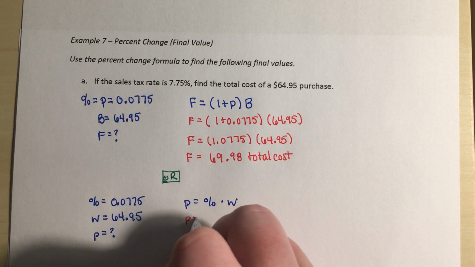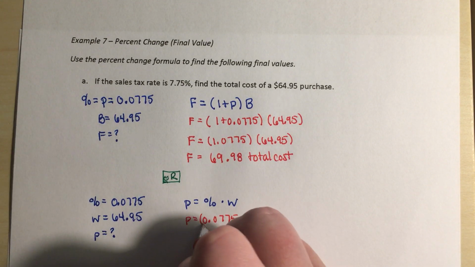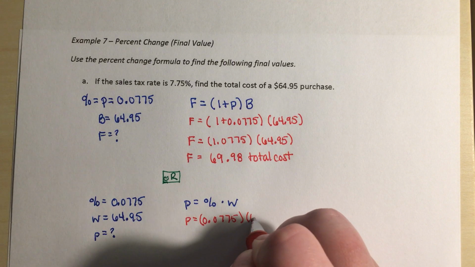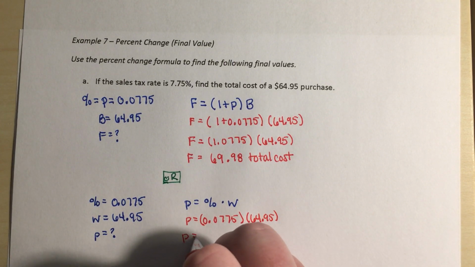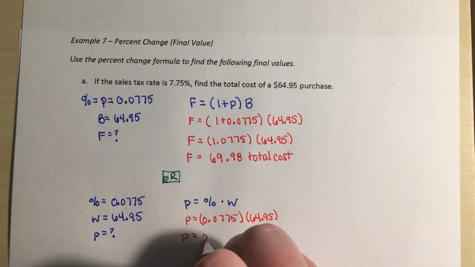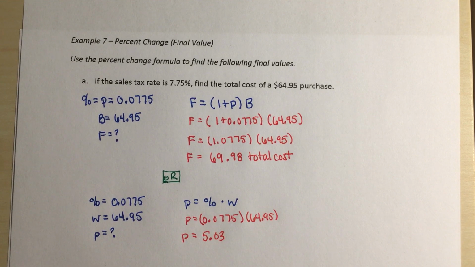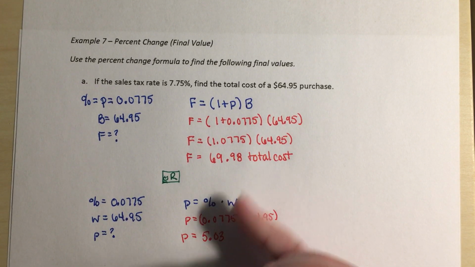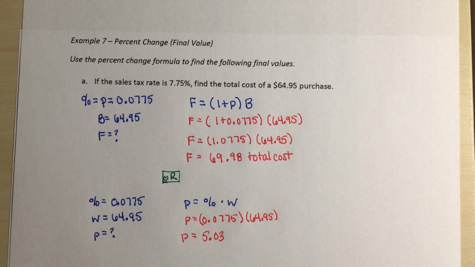So our part equals 0.0775 times our whole, which is $64.95. That gives us a part of, typing it into our calculator, $5.03. But take a mental note that this is not the same as our answer up there, because this is our part that's added to the original. So we do have 1 step left to finish this off.